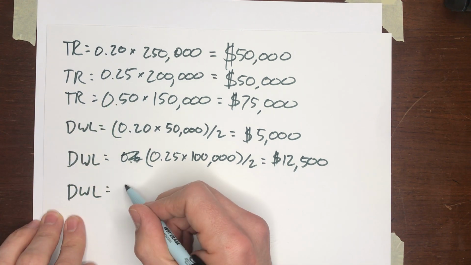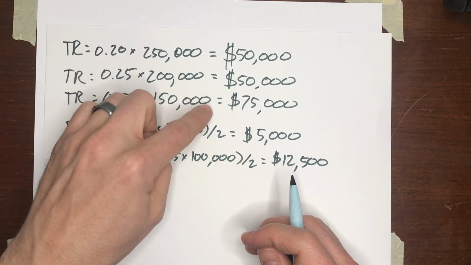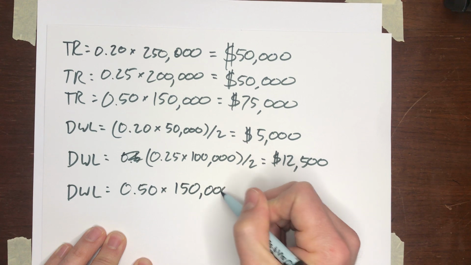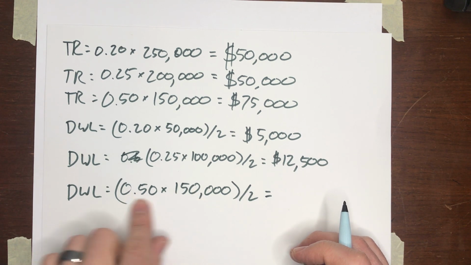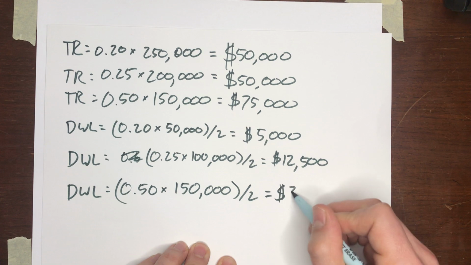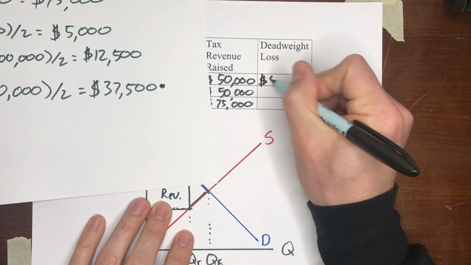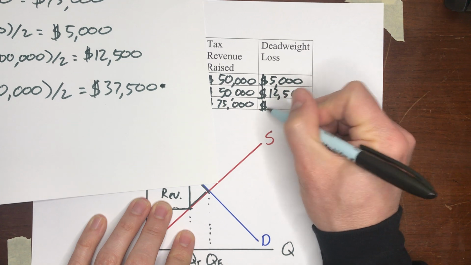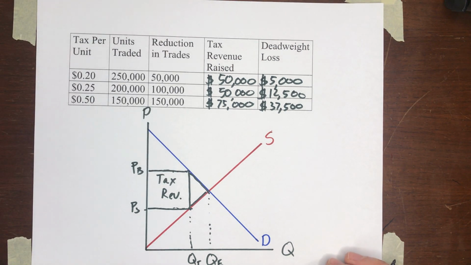And finally, with a 50 cent per unit tax, in equilibrium there would be 300,000 trades. With the tax, there's only 150,000. That means we've reduced the trades by 150,000. So we've got $75,000 as the numerator. Divide that by 2: 37,500. And entering those into our deadweight loss column: 5,000, 12,500, 37,500.